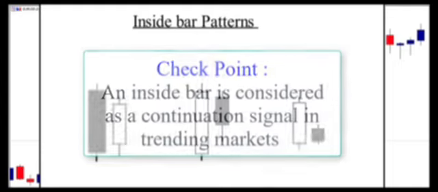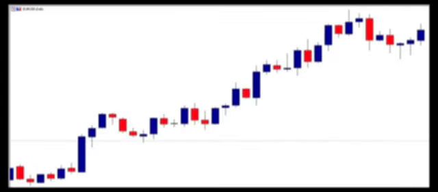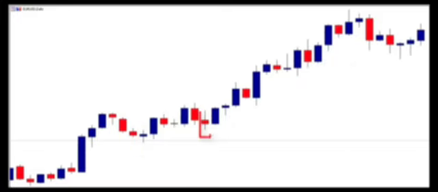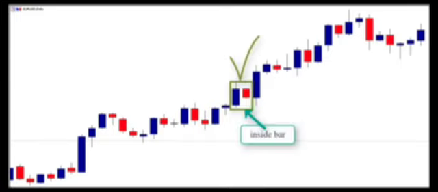Let me show you an example. As you can see here in this example, this is an uptrend. If you miss your entry here or here, the inside bar gives you another opportunity to join the trend after the breakout of the mother bar. As we said, the inside bar represents a pause or a consolidation, and the breakout of the mother bar means that the consolidation phase is over and the market is likely to go up again.